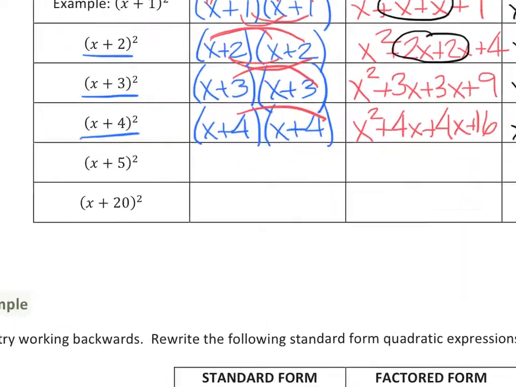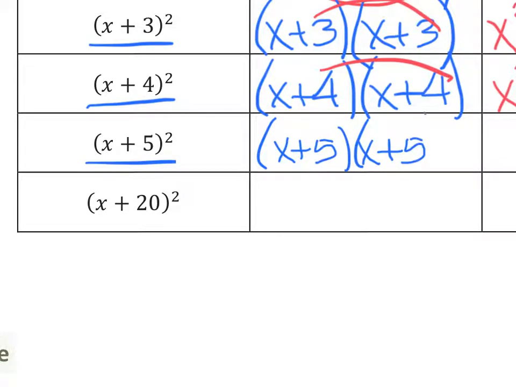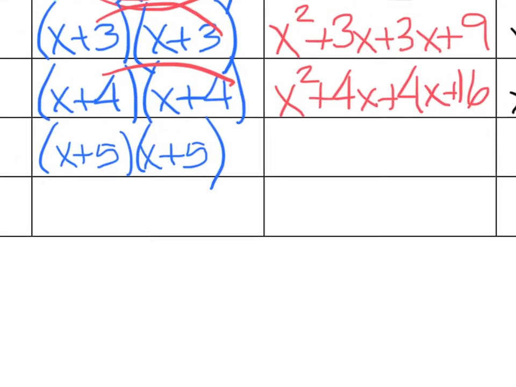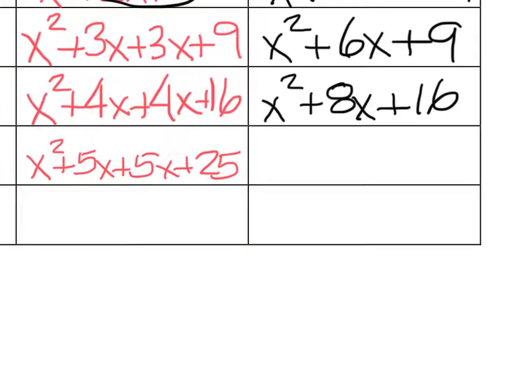All right, back to this one. Quantity squared of x plus 5. Write the factors. What do I come up with? x plus 5, x plus 5. When I multiply those two together, what do I come up with? x squared plus 5x plus 5x plus 25. That's right. And when I simplify it, what do I come up with? x squared plus 10x plus 25.